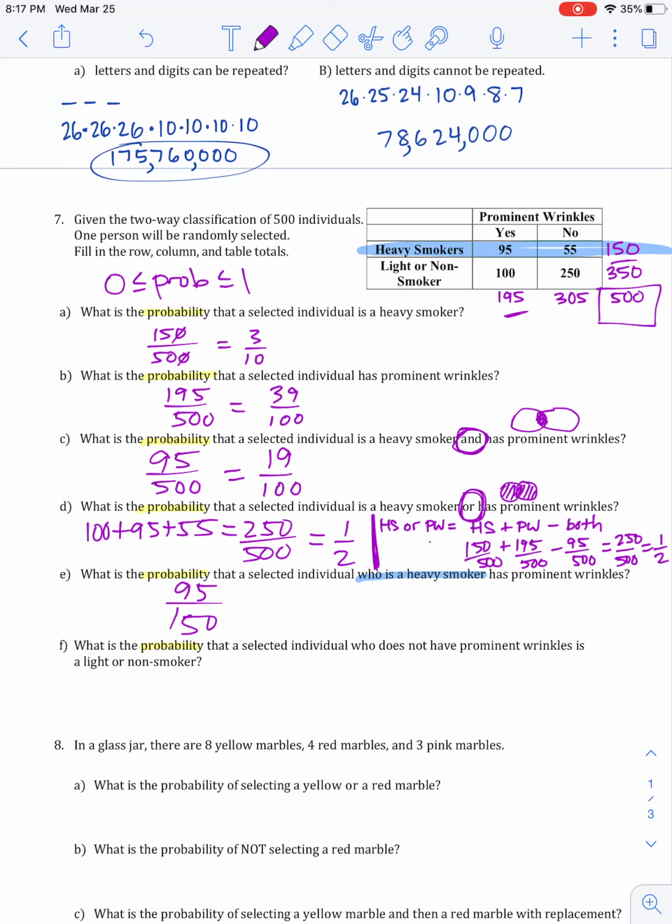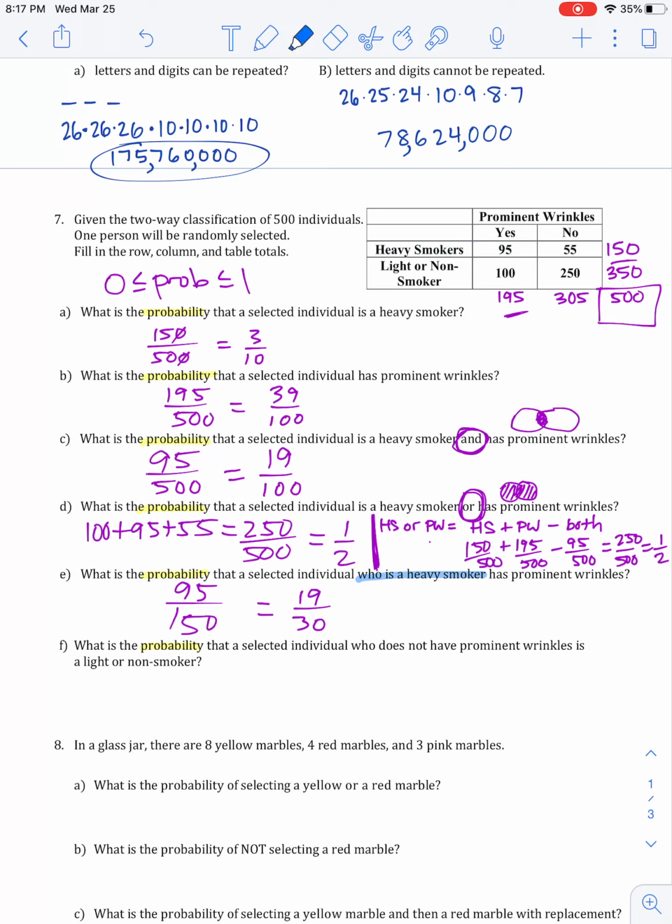So if I put this in my calculator, I get a decimal, 0.63 repeating. Converting it back to a fraction, this reduces to 19/30, which I could have also gotten by dividing the top and bottom by 5. Part F is similar to this. What is the probability that a selected individual who does not have prominent wrinkles is a light or non-smoker?